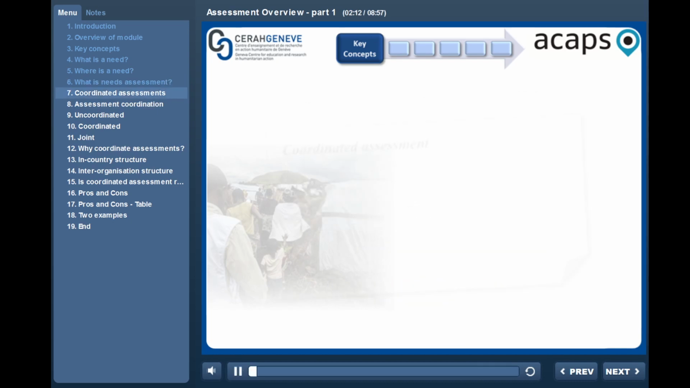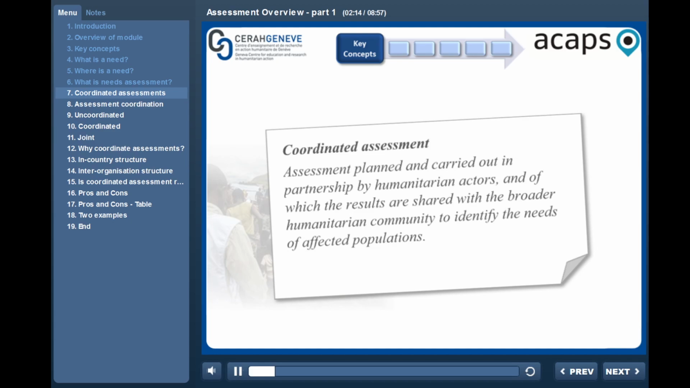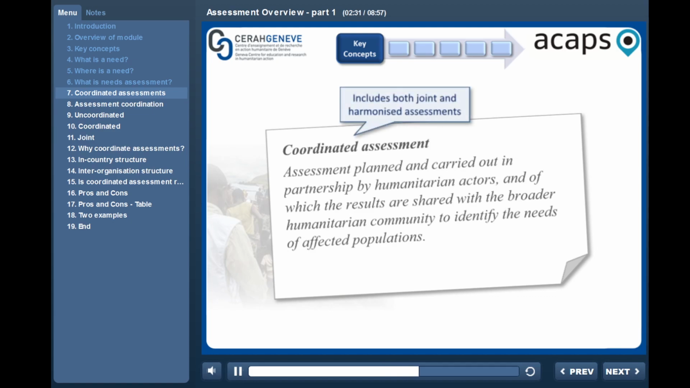A coordinated assessment is an assessment planned and carried out by humanitarian actors in partnership in order to document the impact of a particular crisis and identify the needs of affected populations. The results of the assessments are shared with the broader humanitarian community. The term coordinated assessment includes both joint and harmonized assessments. This definition is taken from the Operational Guidance for Coordinated Assessment in Humanitarian Crisis, published by the Interagency Standing Committee in 2012.